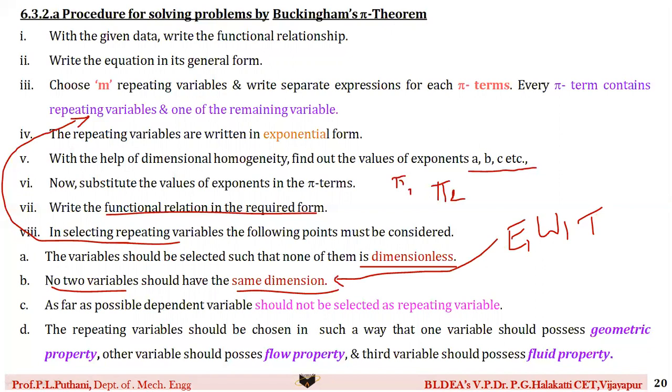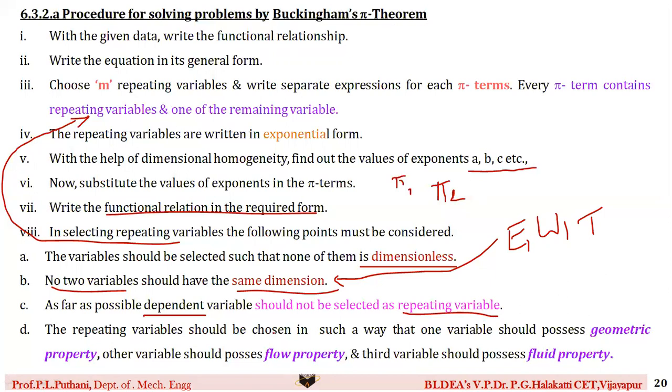The third point is that as far as possible, your dependent variable should not be a repeating variable. If you are finding the power of any particular equation, power is a dependent variable. So this dependent variable should not become your repeating variable. You should take care of this. When you are reading the question, in the question itself it will be said that there is one particular thing which is a dependent variable. That dependent variable should not be taken as your repeating variable.